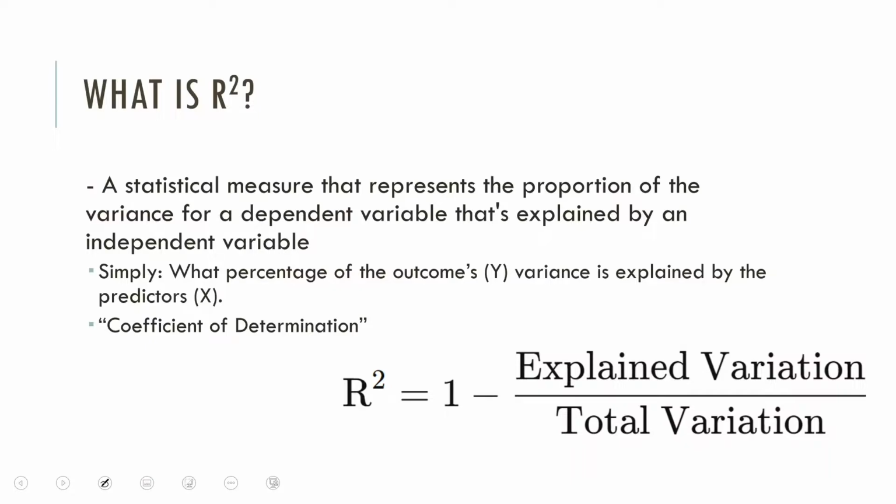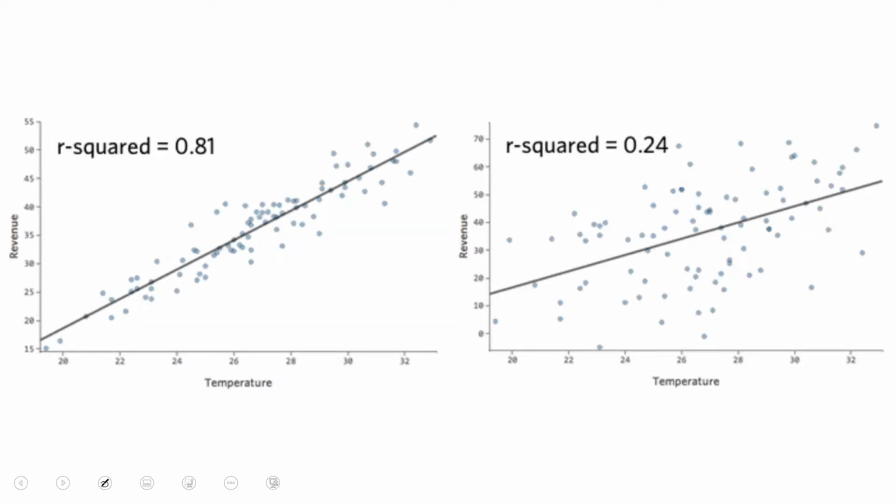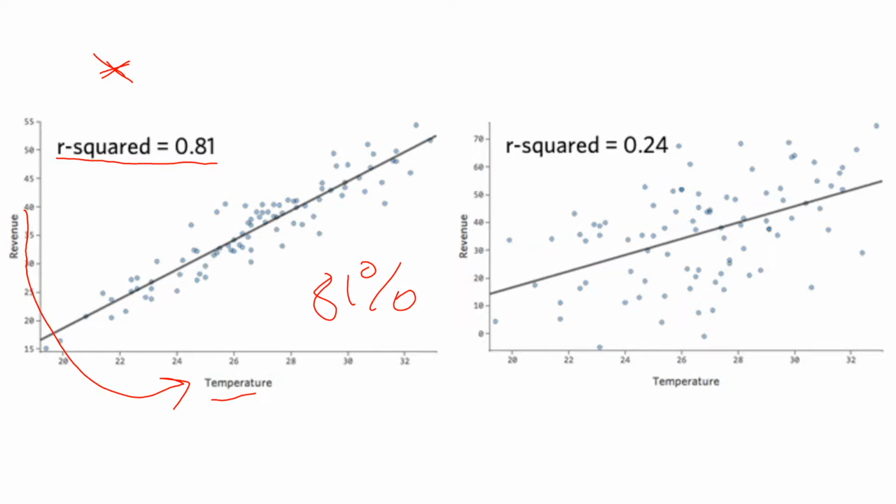The simple formula for R-squared is 1 minus the explained variance divided by the total variance. On the left, we have an R-squared of 0.81. So we would say that about 81% of the variance of Y is being explained by X. In this case, it's temperature and revenue. On the other end of the spectrum, about 24% of the variance of Y is being explained by our one predictor here.